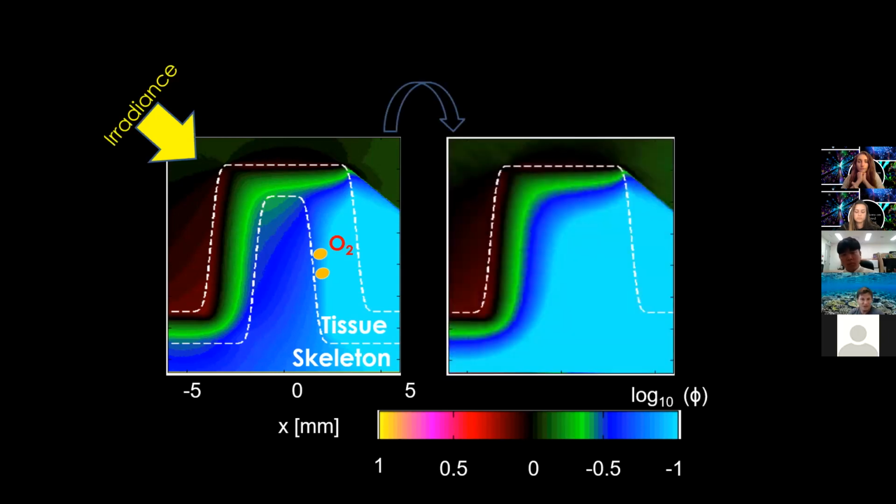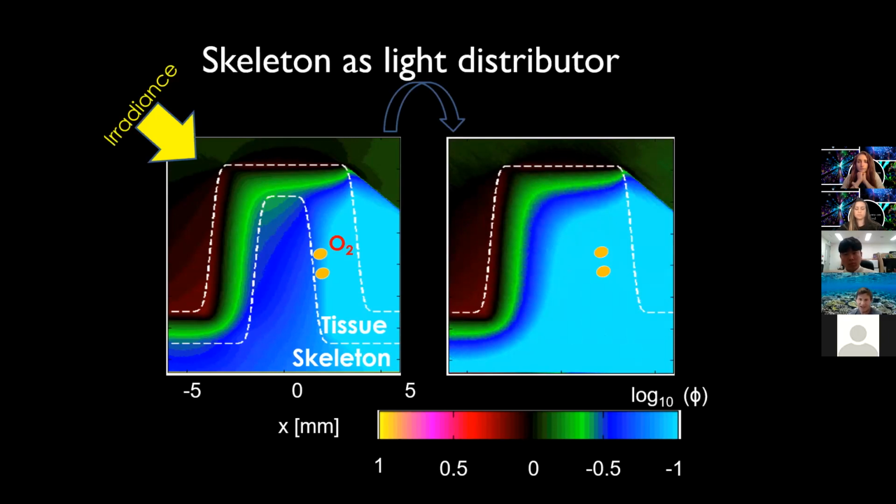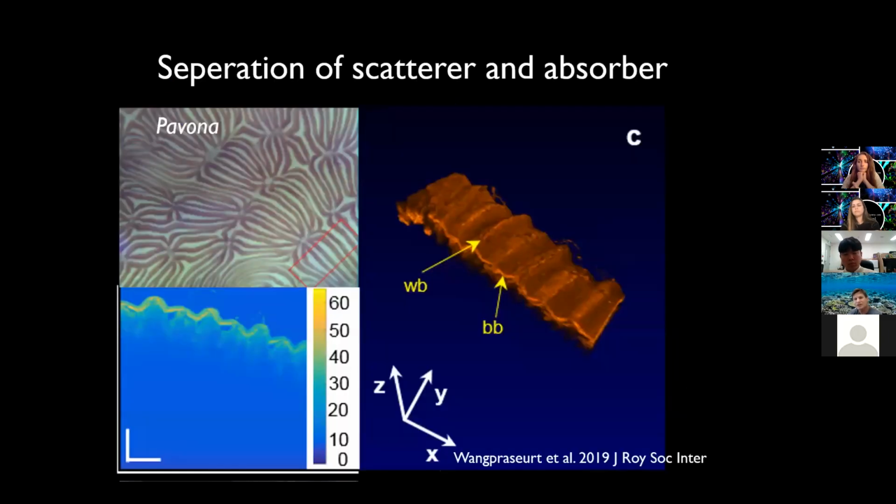If you run the same simulation, but now you replace the skeleton with a solid mass of living tissue, you can see how rapidly the light attenuates. So the idea really is here that the skeleton acts as a light distributor. There are many tricks actually that corals employ, so I'm just going over a few.